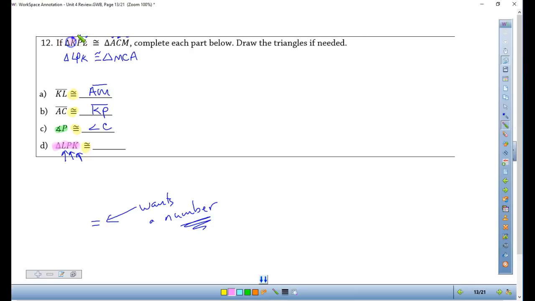So the same two letters still match. See how K matched A? K still matches A. We're just rearranging the order. P matched C, still does. And then L matches M, still does. So we're just using this new order that they gave us, and saying what would it match in that case? How would the other one be spelled? So it would be triangle MCA. We have to make sure the corresponding parts still match up in the spelling.